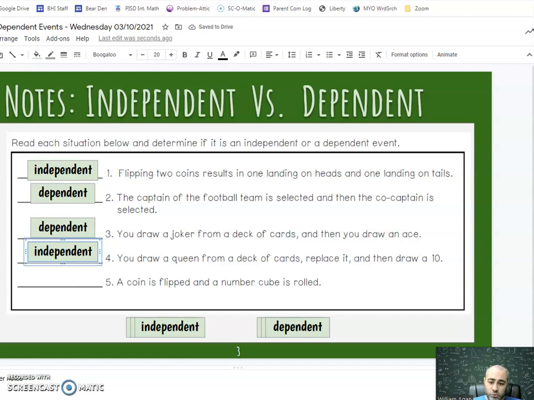And number 5, a coin is flipped and a number cube is rolled. So if I flip a coin and I get a heads, does that mean that the number cube is going to be different, that it changes? No, those two things are completely separate from each other. A number cube doesn't just change, like a 3 doesn't just disappear off of it. Those are completely independent of each other. It doesn't matter if I get heads or tails on the coin, I can still get a 1, 2, 3, 4, 5, or 6 on the number cube.